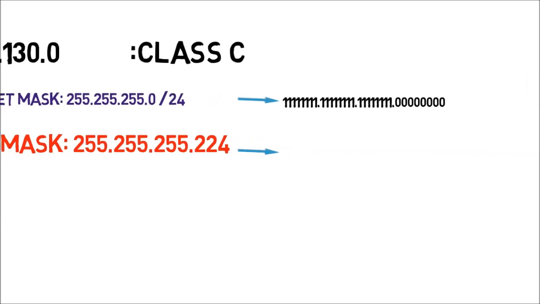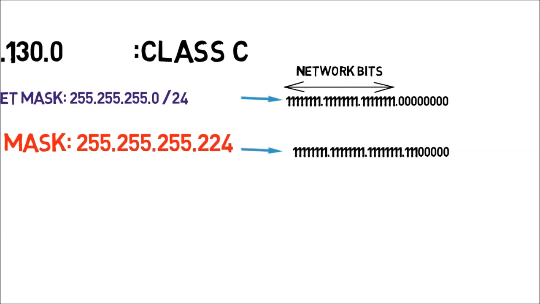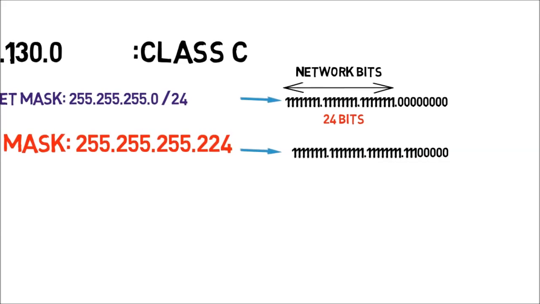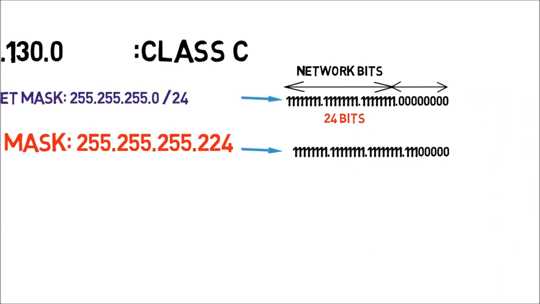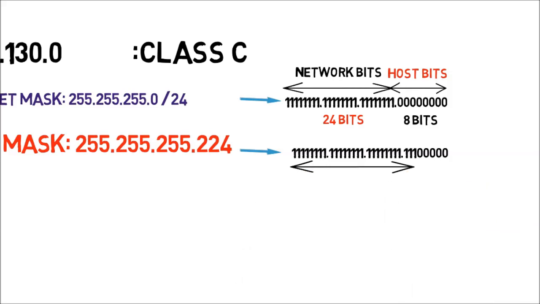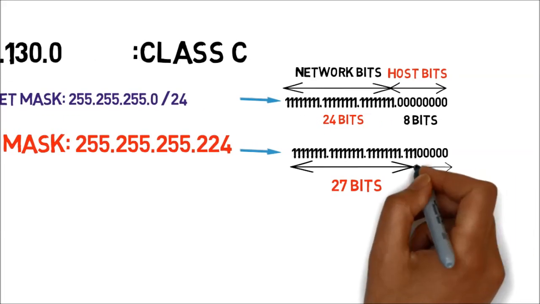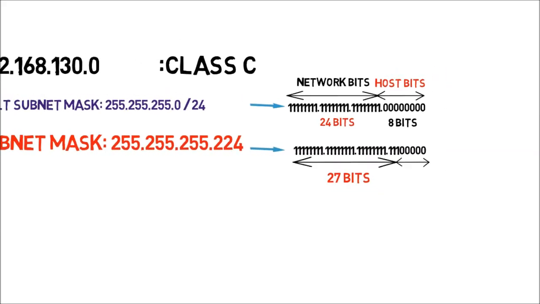first octet is 8 ones, and this is the binary representation of the subnet mask. All are represented in binary form. Now all the ones are the network bits, a total of 24 bits, and all the zeros represent the host bits, which is 8 bits. So in class C the last 8 bits are host bits, but in the subnet mask given here, the total number of ones is 27 bits, which represent the network bits, and the zeros, the last 5 bits, represent the host bits.